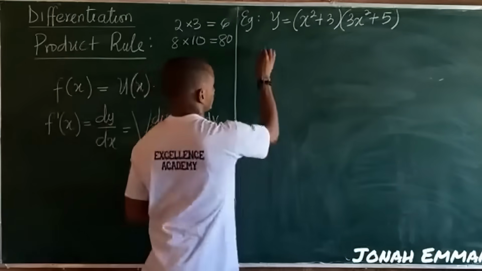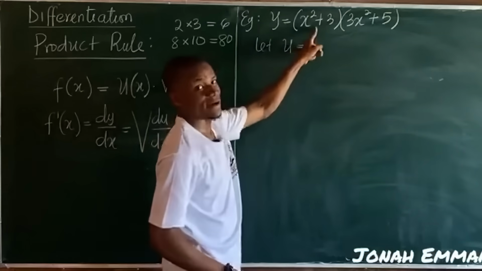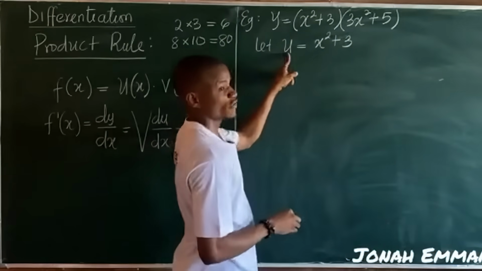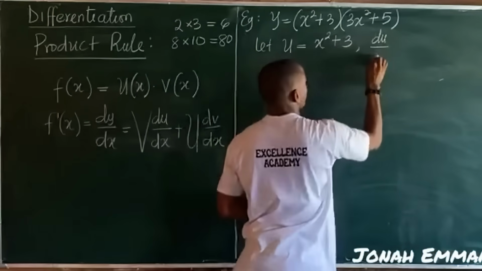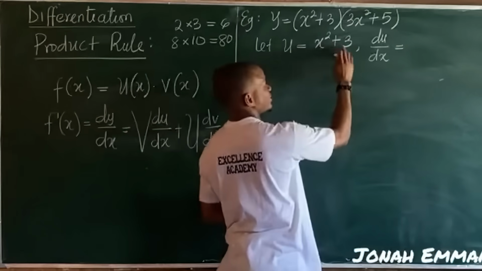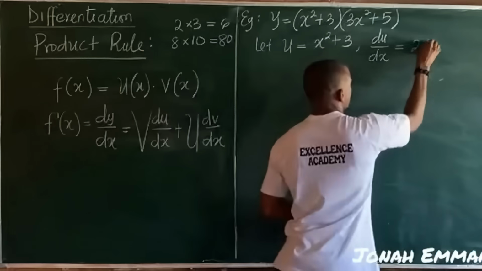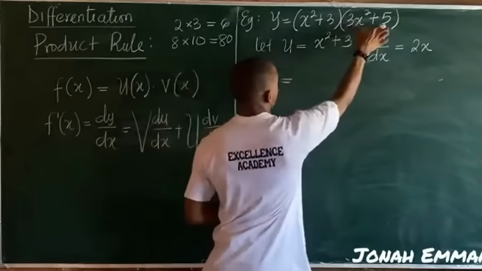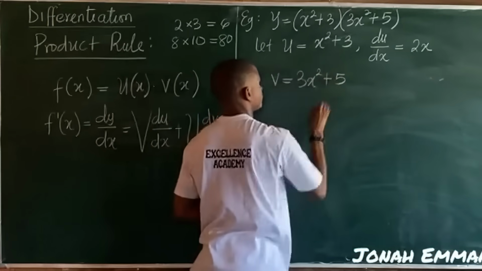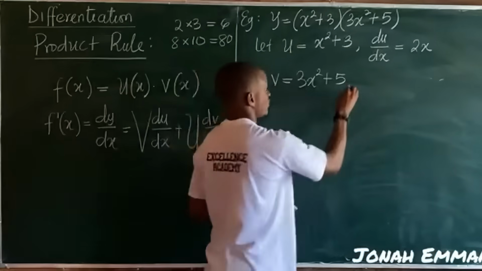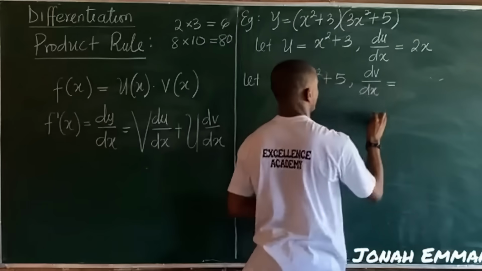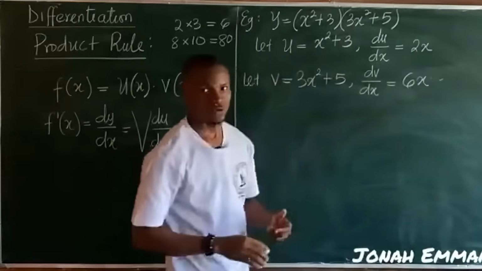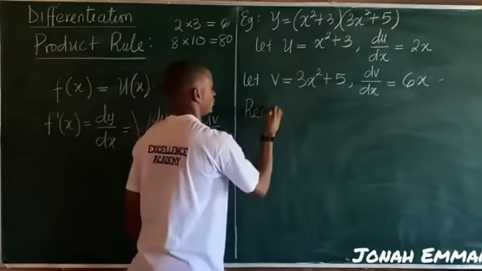Alright, so what's your task there? So case 1, I'll say let u be equal to the term on my left hand side, which is x squared plus 3. Next up, I'll differentiate u with respect to x, such that du all over dx is equal to 2x, constant is 0, so it's off. Next up, I will say let v be equal to the next term here, which is 3x squared plus 5. I'll differentiate v with respect to x, so dv all over dx is equal to 6x, and 5 is a constant, which gives you 0, so it's off.